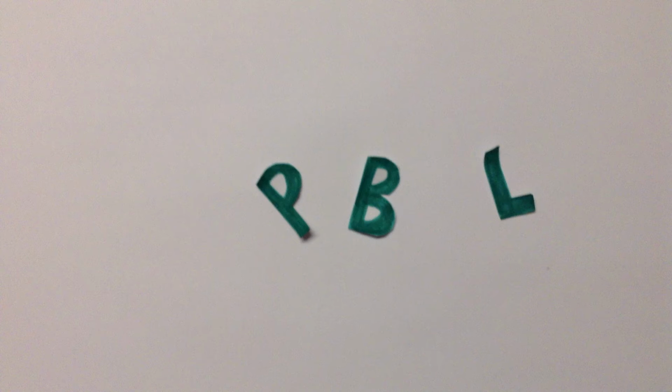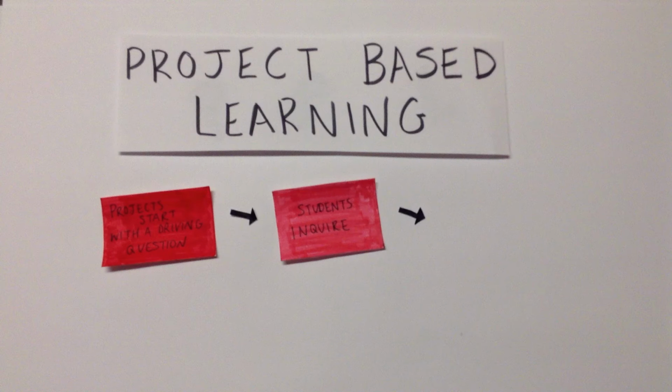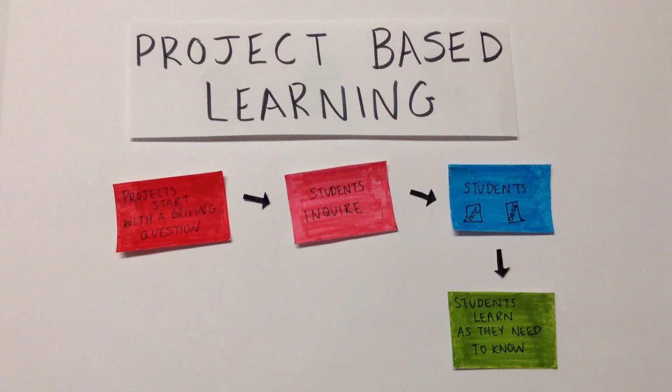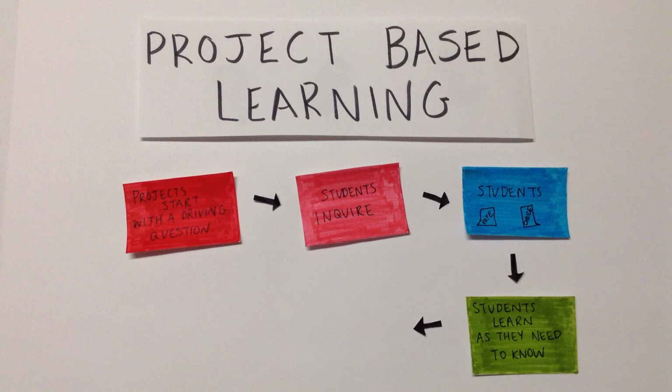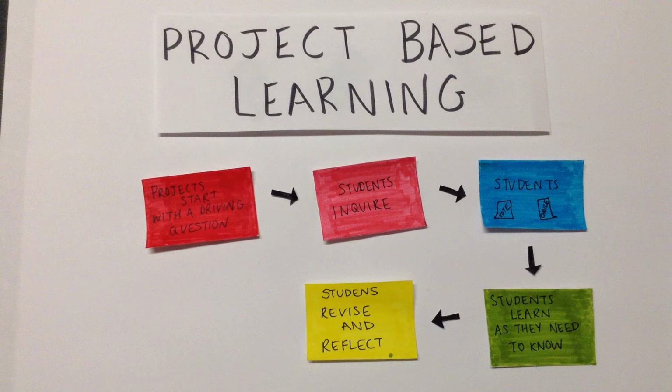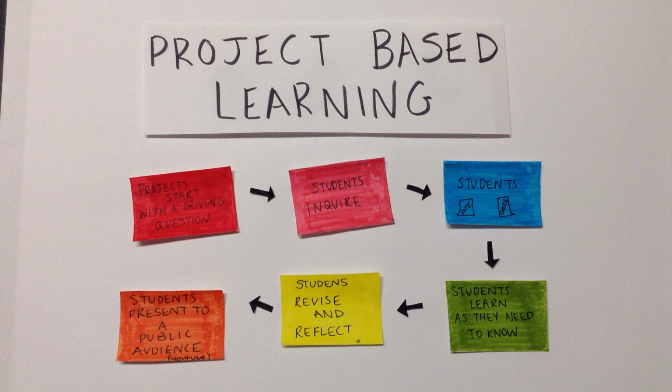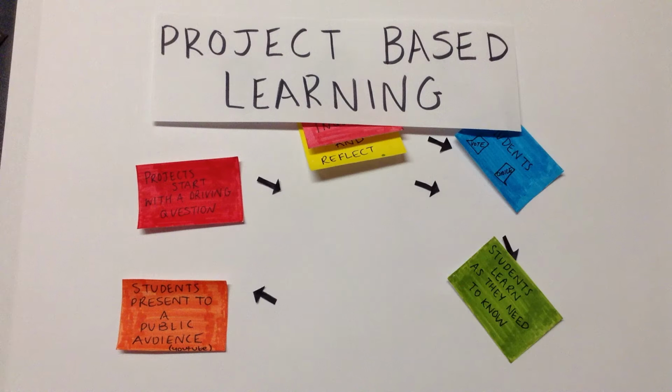Project-based learning is all about moving the real world and what we do in our professions and in life into the classroom and making it more realistic. There are 6 characteristics of project-based learning. The first is that projects always start with a driving question. Next, the students will inquire. Followed by that, the students have a voice and their own choices. Students will then learn as they need to know. Then, revise and reflect upon the topic. There is no wrong answer, but feedback is critical. Lastly, students present to a public audience. Not just the students, teachers and parents, but on a global stage such as YouTube.